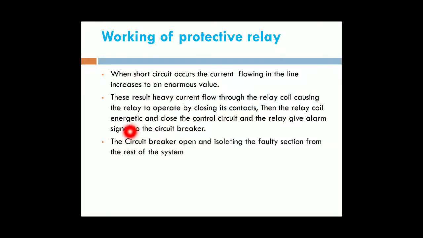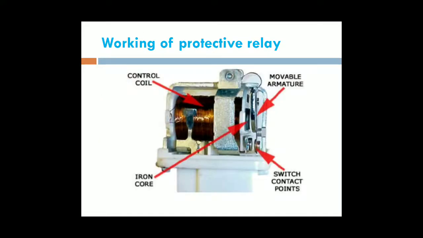Then the relay coil is energized and closes the tripping circuit or the control circuit, and the relay gives the alarm signal to the circuit breaker. While closing the tripping circuit, the relay automatically gives the alarm to the circuit breaker. Then the circuit breaker opens and isolates the faulty section from the rest of the system. This is the overall simple working of a protective relay.